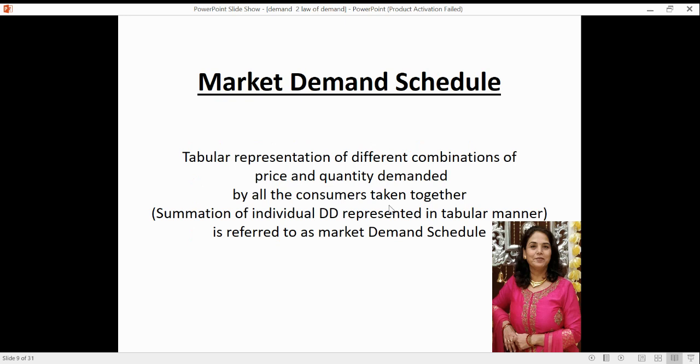Okay, so now what is market demand schedule? If we try to present the demand of all consumers in tabular form, it is called market demand schedule. So tabular representation of different combinations of price and quantity demanded by all the consumers taken together, that is, summation of individual demand represented in a tabular manner, is referred to as market demand schedule.